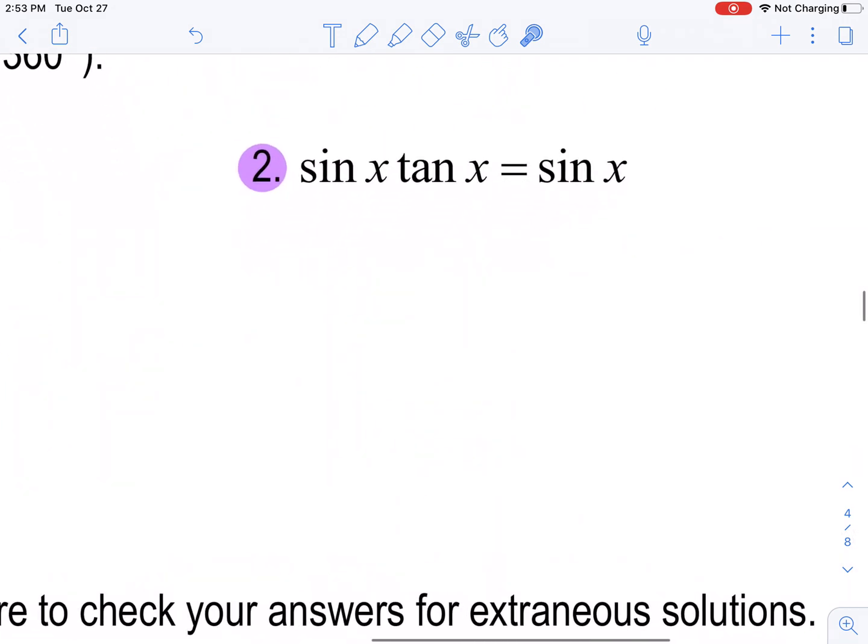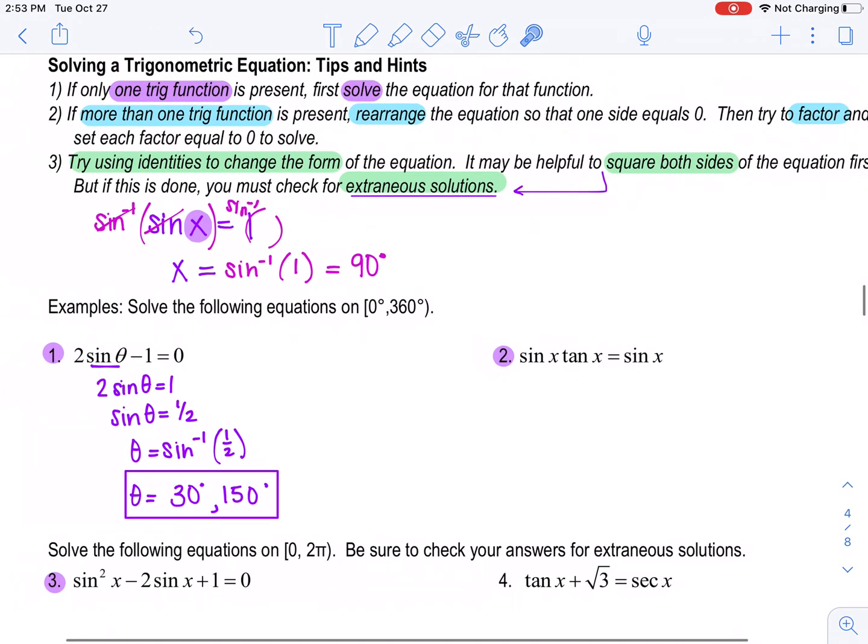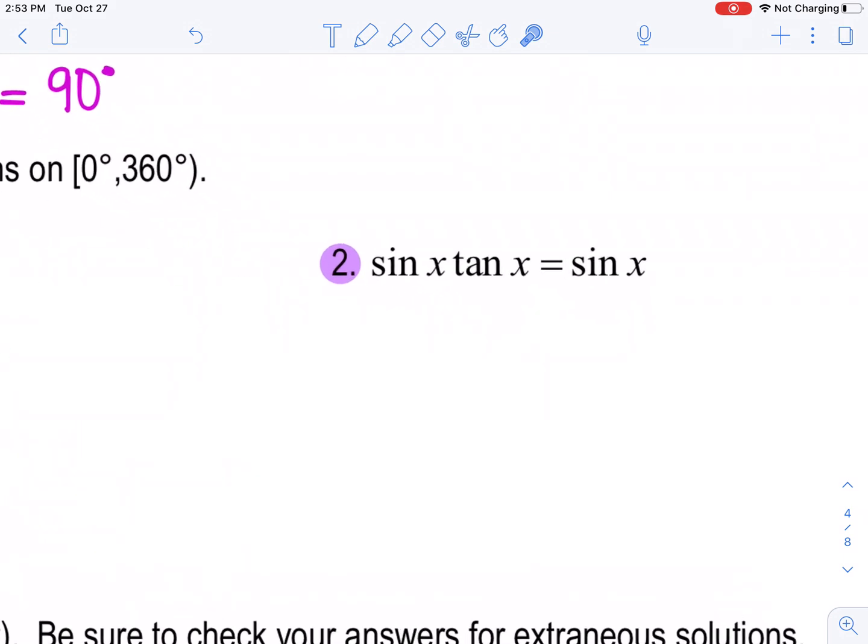So here we have more than one trig function. So here we're going to look at this tip number 2. If there's more than one trig function, let's rearrange the equation and then try to factor. So here, what if I subtract sine from both sides? So sine of x tangent of x, minus sine of x equals 0.